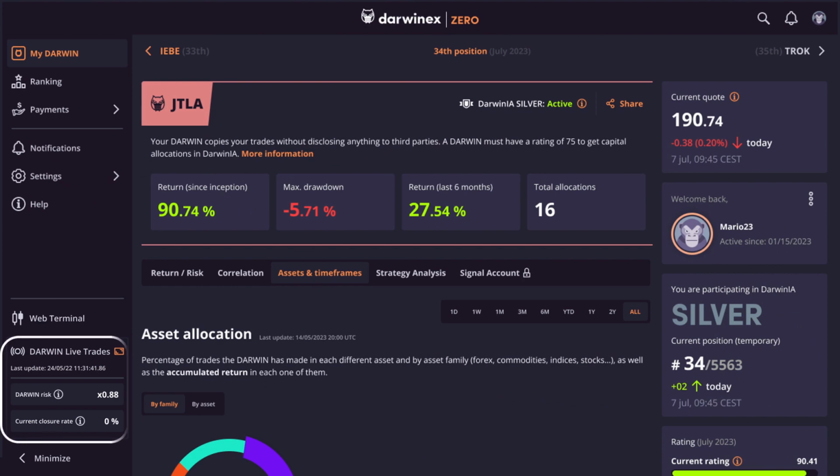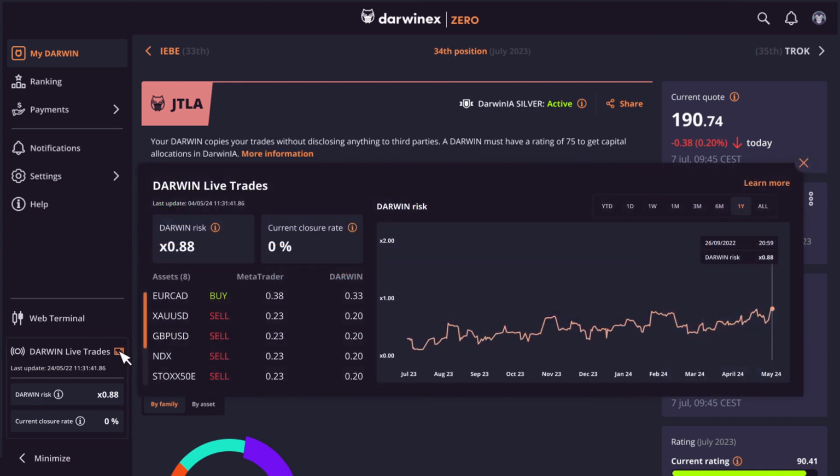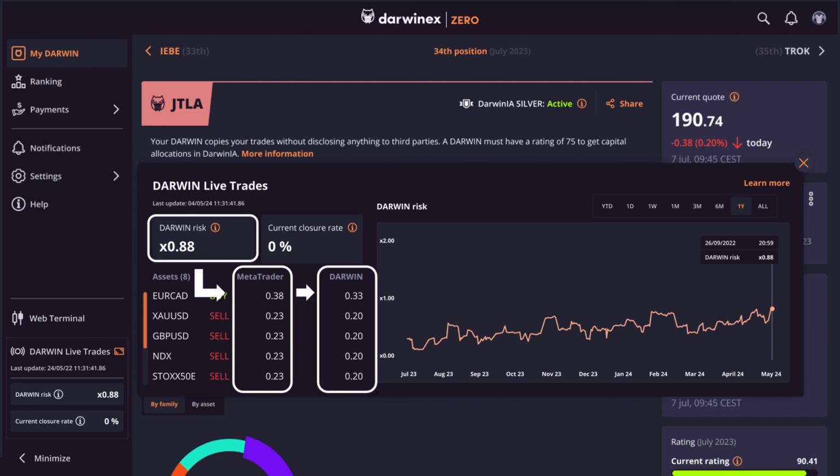On the left-hand panel here, you'll see this Live Trades area. You get some high-level metrics displayed on the panel directly, but by clicking here, you get much more detail. The Darwin Risk panel shows the multiplying factor that is currently being used in the adjustment process to create this Darwin. In the section underneath, you can see this in action with the currently open positions. Here, you can see the size for each position in the signal account itself, so the trader will have made the decision over these values. And then on the right, you can see the adjusted values that have been used for the Darwin, based on the multiplying factor given above, 0.88 in this case.